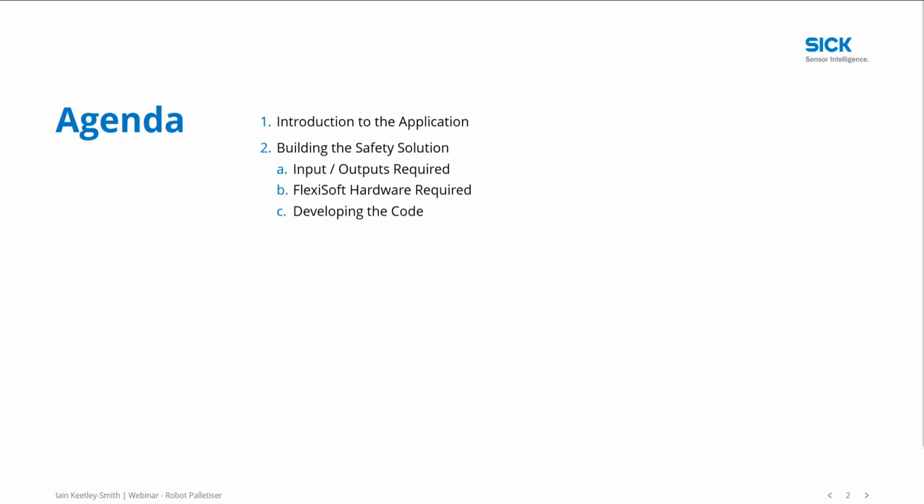We'll then develop the code. We'll look at simulating that code to make sure that it all works okay, and that forms part of the validation plan. We'll then look at the report that's generated from Flexisoft Designer. And then finally we'll look at where we get more information from, and we'll then have a summary of the webinar series that have gone before this one.